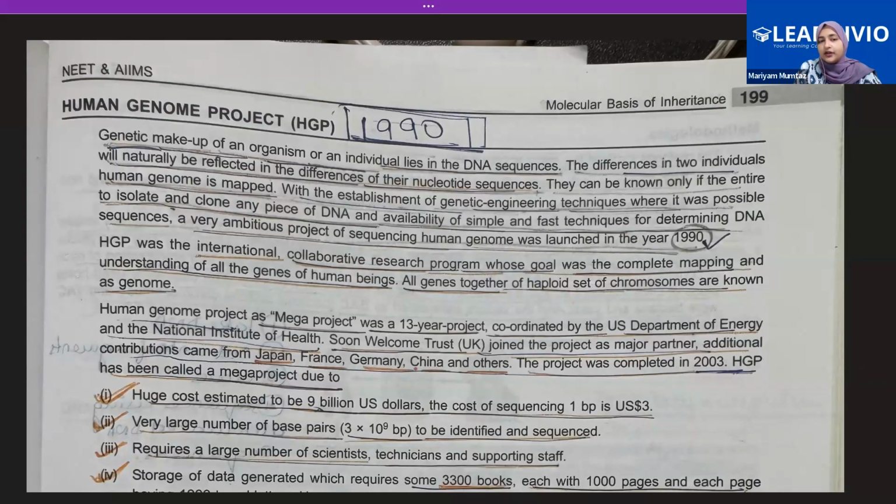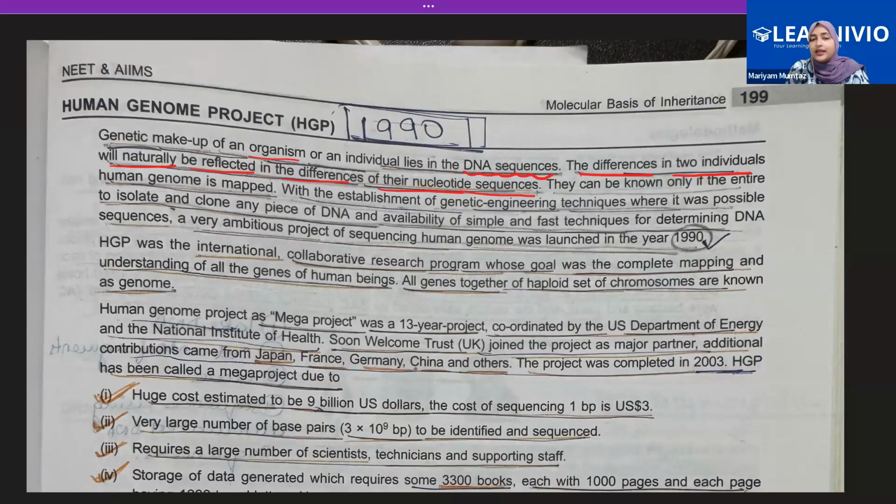So the genetic makeup of an organism, meaning the genotype of the organism, is basically in the DNA sequence. The difference in two individuals will naturally be reflected in differences of their nucleotide sequence, meaning how the genetic sequence is present in different persons' bodies. See, all of us are one organism, one species, but still we are very different from each other, even though the basic genes that we have will be present in all of us.